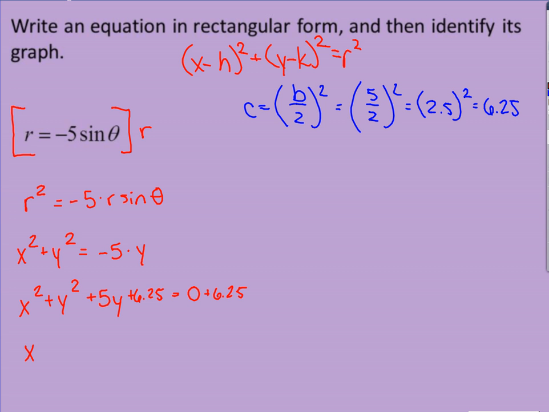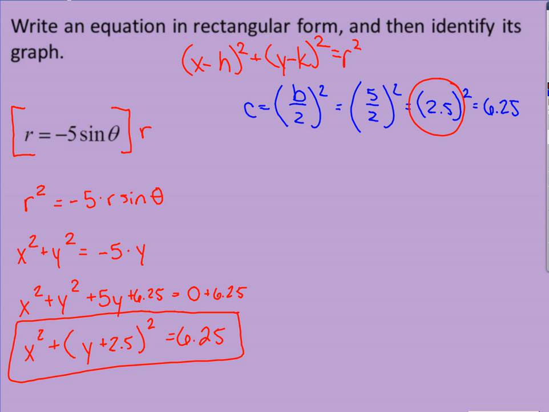Now when we go to factor this part, we're going to have x squared plus y plus or minus some value squared is equal to 6.25. Remember, whatever's inside the square here can be inside the square down here. So our equation of our circle will be x squared plus y plus 2.5 squared is equal to 6.25. If you remember back to your circles, we know that the center will be at 0 and negative 2.5. When you pull them out of the parentheses, they change the sign. The radius of our circle will be the square root of 6.25, or our radius will be 2.5.